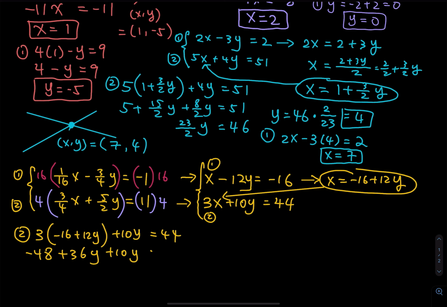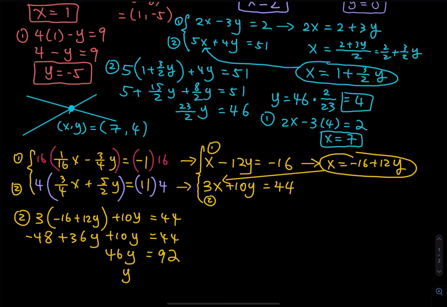Y and y equals 44. All right, 36 times 10, 46. And then negative 44 plus 48, that is 92. And then 92 divided by 46 equals 2. So y equals 2.